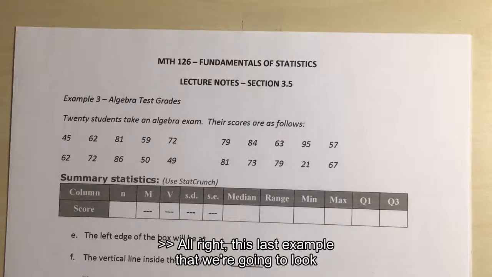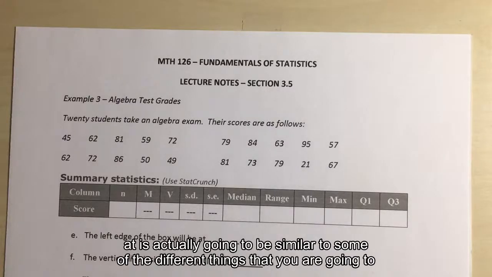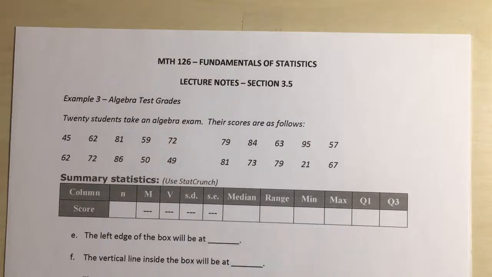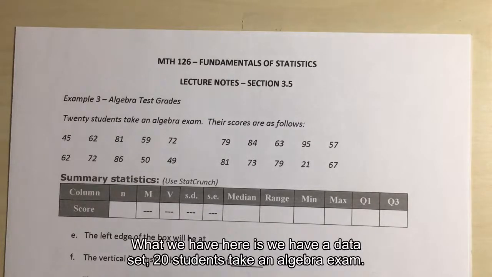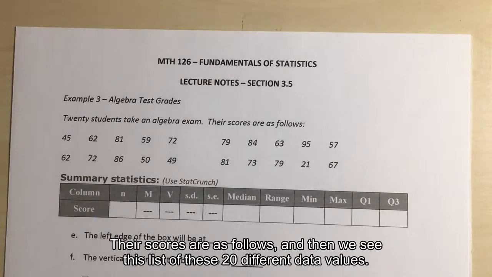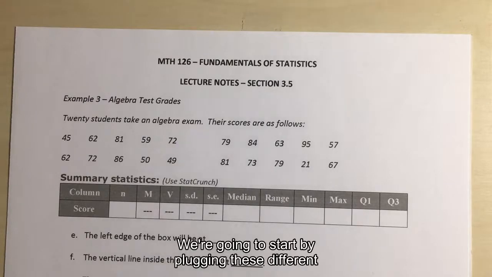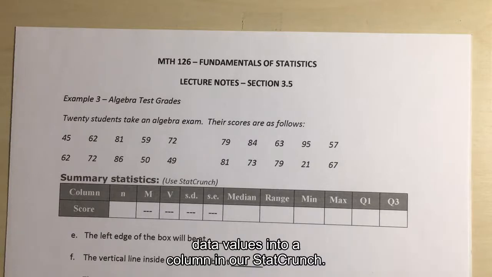All right, this last example that we're going to look at is actually going to be kind of similar to some of the different things that you are going to be doing for the mini quiz in this section. So what we have here is a data set. 20 students take an algebra exam. Their scores are as follows, and then we see this list of these 20 different data values. So we're going to start by plugging these different data values into a column in our StatCrunch.